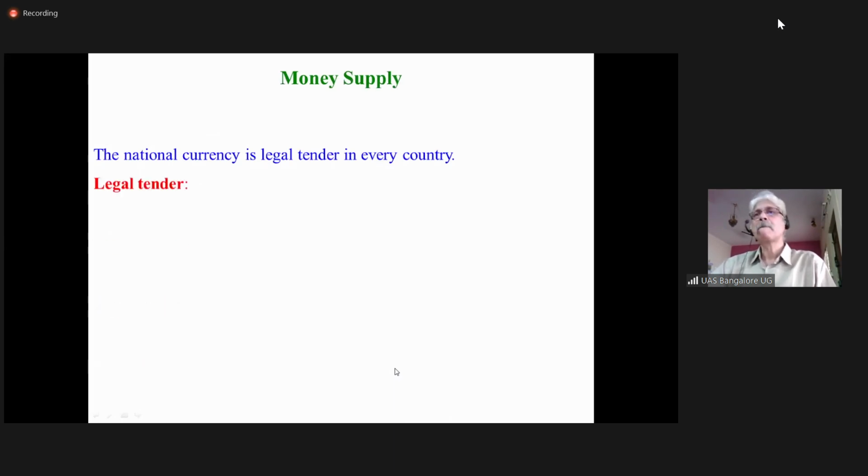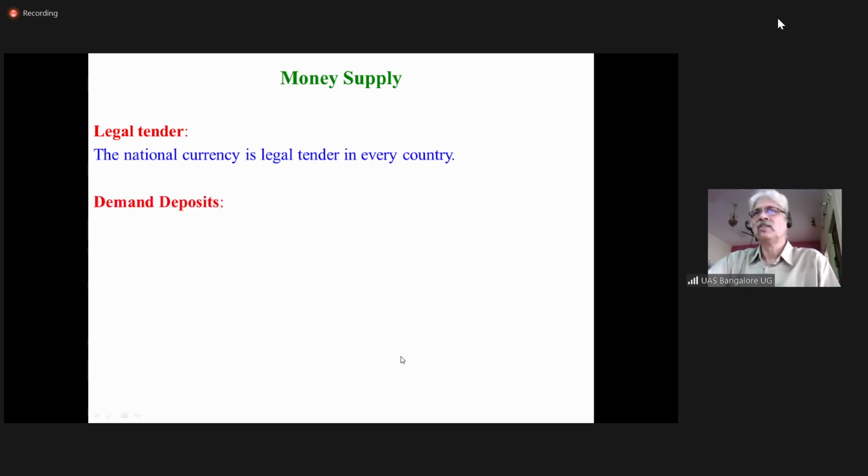Money supply, legal tender. I mentioned earlier, the national currency is legal tender in every country. The notes issued by a government or the central bank of a country are the legal tender in that country. Indian rupees is legal tender in India, but Indian rupees need not be legal tender in America or Switzerland somewhere. But in our country it is legal tender.